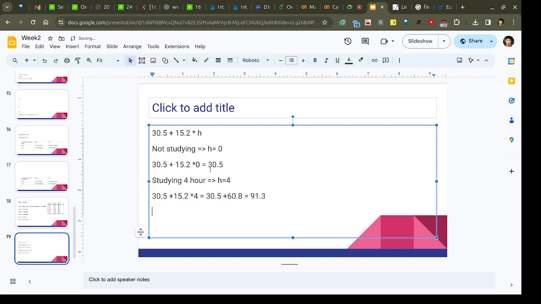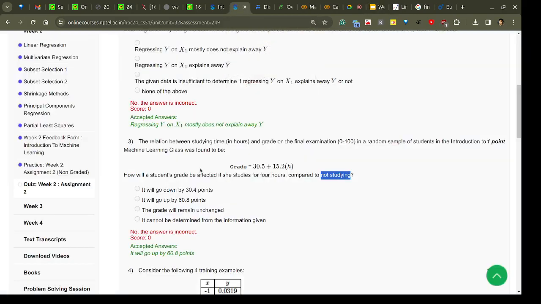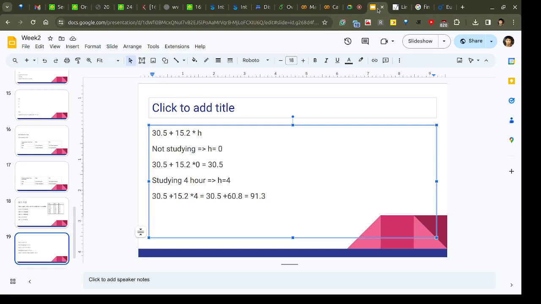So the question is how much more marks we will get. How will the student be affected if he studies 4 hours compared to not studying? So that is 91.3 minus 30.5, because if you didn't study, you are still getting 30.5 marks. So that is 60.8. Okay, sir. Got it, sir.